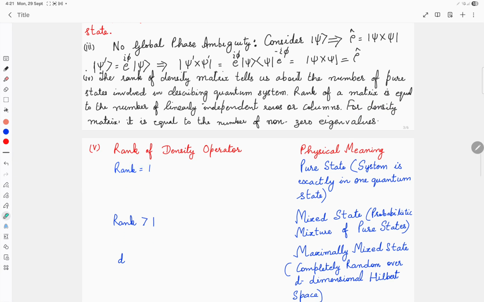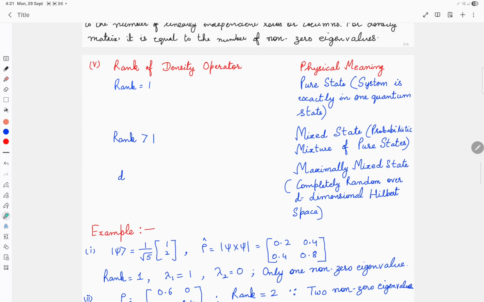Now here are some facts about the rank of the density operator. When the rank of the density operator is 1, it leads to a pure state: the system is exactly in one quantum state. When the rank is greater than 1, it will be a mixed state, that means a probabilistic mixture of pure states. And when it is equal to d, the dimensionality of the Hilbert space, that is known as the maximally mixed state.